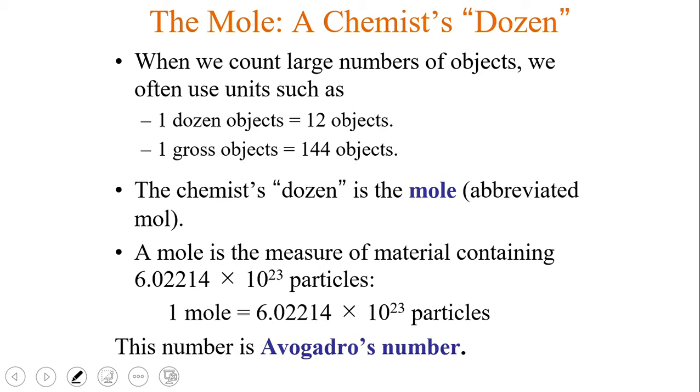Interestingly, he was a proposal. His proposal had to do with something else. He did not actually determine the number. It was actually determined by a high school teacher called Joseph Loschmidt in 1865.